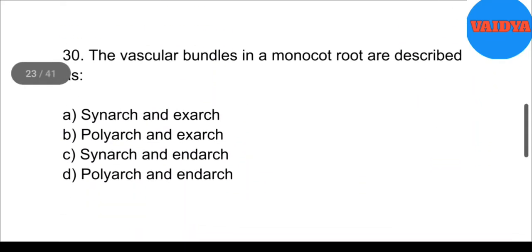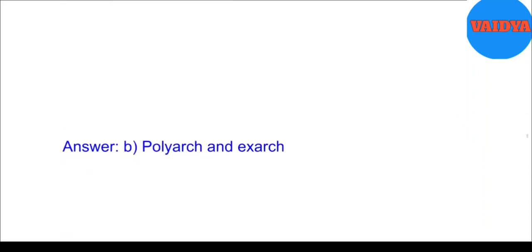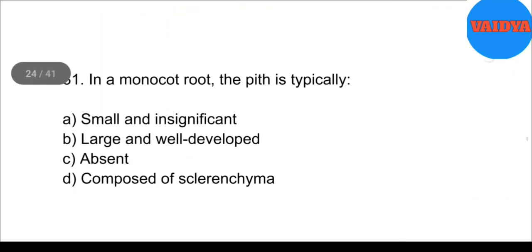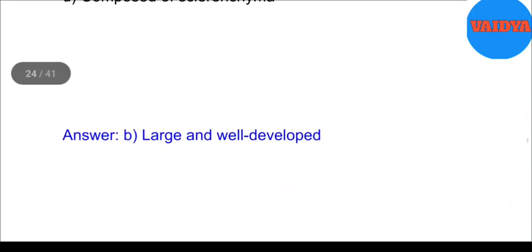30. The vascular bundles in a monocot root are described as A. Syncarch and exarch. B. Polyarch and exarch. C. Syncarch and endarch. D. Polyarch and endarch. Answer: B. Polyarch and exarch. 31. In a monocot root, the pith is typically A. Small and insignificant. B. Large and well developed. C. Absent. D. Composed of sclerenchyma. Answer: B. Large and well developed.